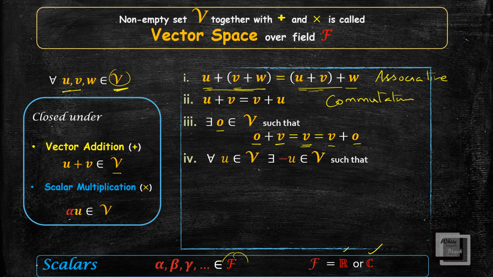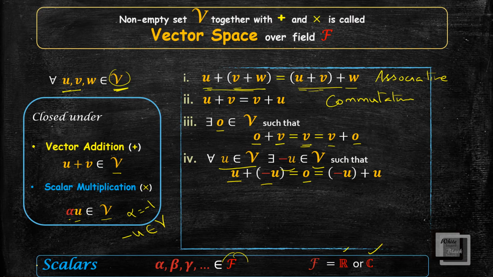Fourth property is existence of additive inverse. As you can see, V is closed under scalar multiplication, that means if I choose alpha equal to -1, then for every u belonging to V, minus u also belongs to V. Existence of inverse says that if vector u belongs to V, then there exists some minus u belonging to V, such that vector addition of these two vectors u and minus u is always equal to the 0 vector.